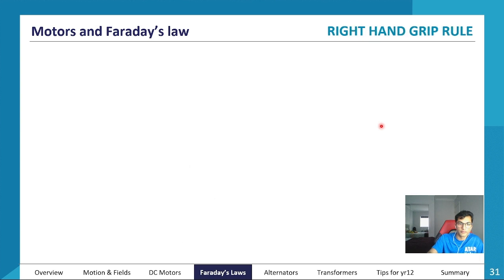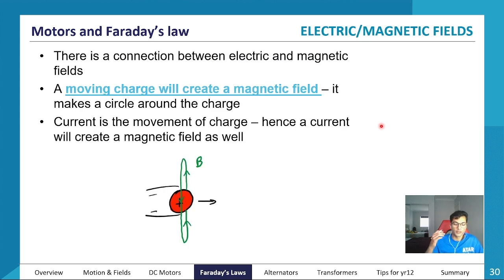Cool. So this brings us to our next set of topics, and it's basically interaction between electric fields and magnetic fields. We don't care about the interactions between gravitational and electric because at that scale, the gravitational field has almost no impact. So what we do care about is the interactions between electric fields and magnetic fields.